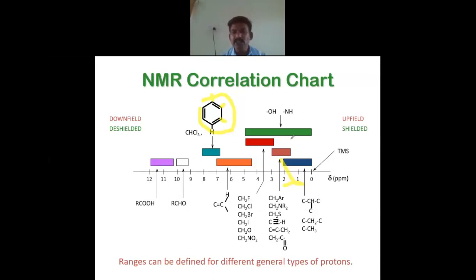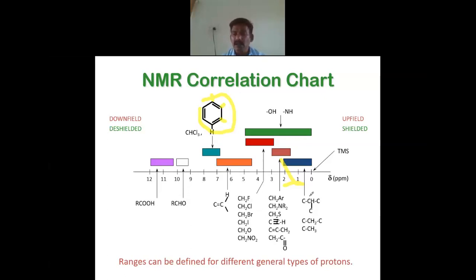At the 0 side, TMS will come. TMS means tetramethylsilane, with four methyl groups, and 0 is the tetramethylsilane. Between 0 and 1 come all alkanes. Alkanes mean petroleum products, the petroleum ethers we use in vehicles: methane, propane, butane, pentane, hexane, heptane all appear between 0 and 1.